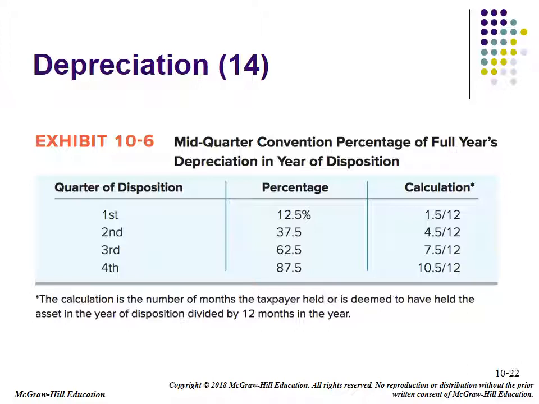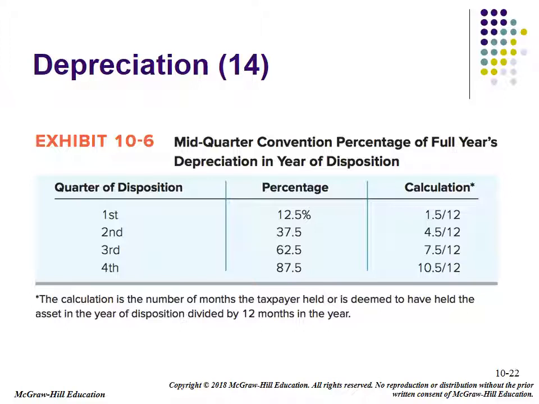This is for disposition. I'm sorry. If you sell an asset, remember what we said. If you sell an asset under half-year convention in the year of disposition, in the year of sale, you calculate depreciation using the percentage on the table. But after the first year, that percentage represents a whole year's worth of depreciation. So you're only allowed to take 6 months of it. So you multiply that result by 50% to get that year's depreciation.